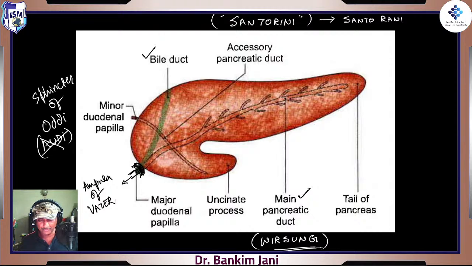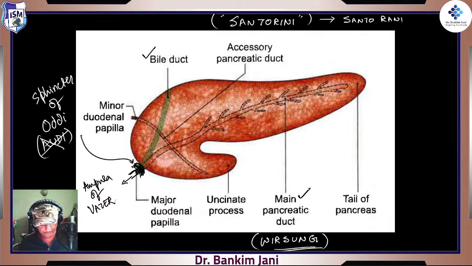So we have got four names with us. Accessory pancreatic duct, Santorini; main pancreatic duct, Wirsung. This bile duct is simple bile duct, right? It joins this Wirsung, opens into the ampulla of Vater, and there is the sphincter of Oddi, right? These are the valvular mechanisms. Those circular muscles are called the sphincter of Oddi.